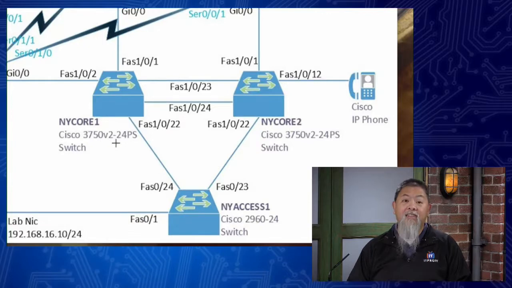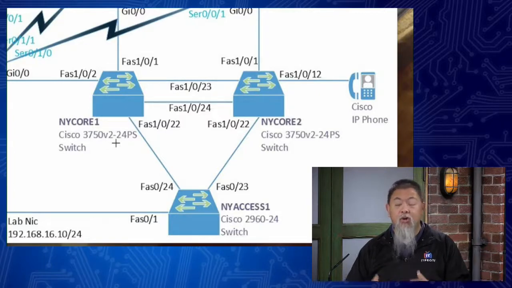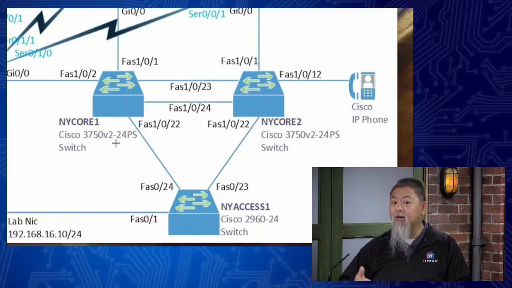Okay. Now, at the heart of switching, Vaughn mentioned in a previous episode that when we start talking about the OSI model, the Open Systems Interconnection model, layer 3 switches operate on the network layer, layer 3 of the OSI model. Layer 2 switches operate on the data link layer, which is what NY Access 1 does for us. The NY Core 1 and NY Core 2 are layer 3 switches. NY Access 1 is essentially a layer 2 switch.